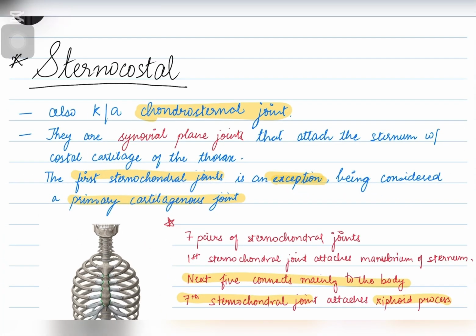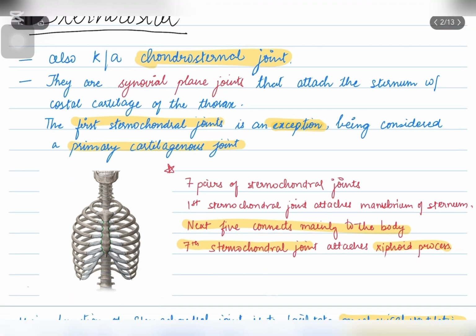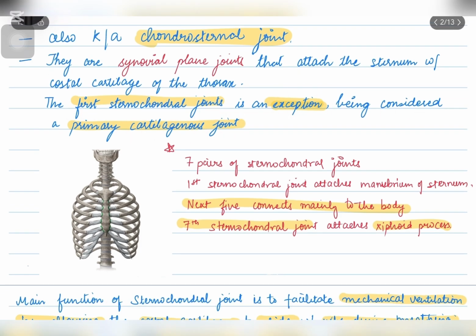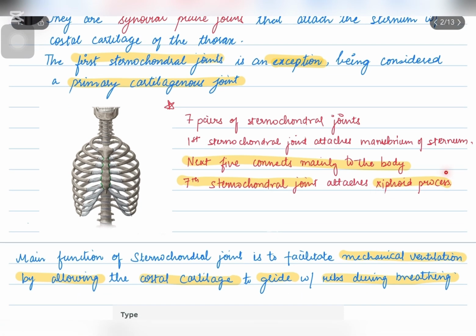So now let's talk about sternocostal joints. They are also known as chondrosternal joints, and they are synovial plane joints that attach the sternum to the costal cartilage of the thorax. The first sternocostal joint is an exception, being considered a primary cartilaginous joint. Keep it in mind: there are 7 pairs of sternocostal joints. The first sternocostal joint attaches to the manubrium of the sternum. The next 5 connect mainly to the body, and the 7th sternocostal joint attaches to the xiphoid process.